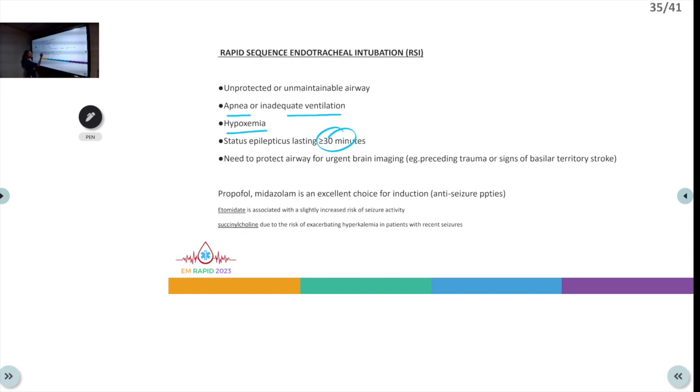So propofol and midazolam are excellent choices of induction agents as they have anti-epileptic properties. Drugs like etomidate are associated with a slightly increased risk of seizure activity, and succinylcholine can cause hyperkalemia also. So etomidate and succinylcholine are not much preferred. If we have the option of propofol and midazolam, prefer those.